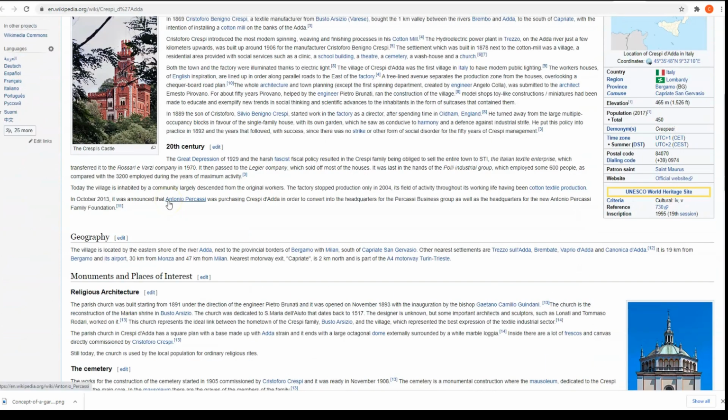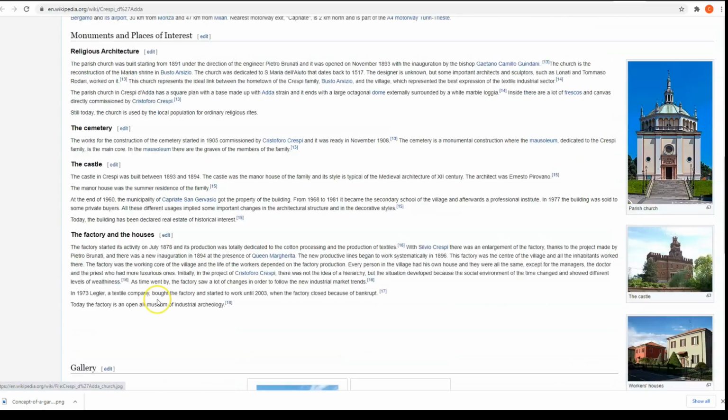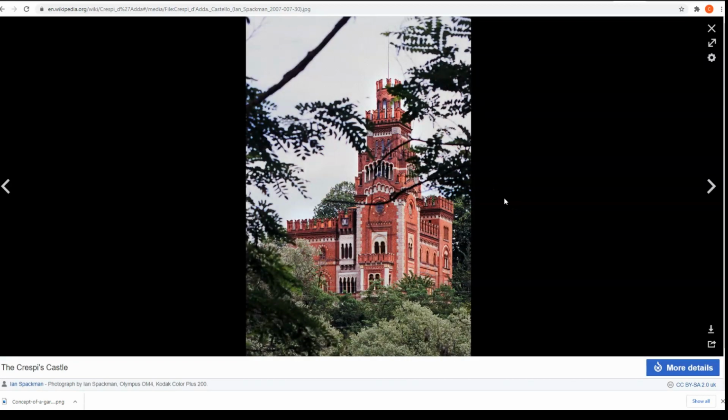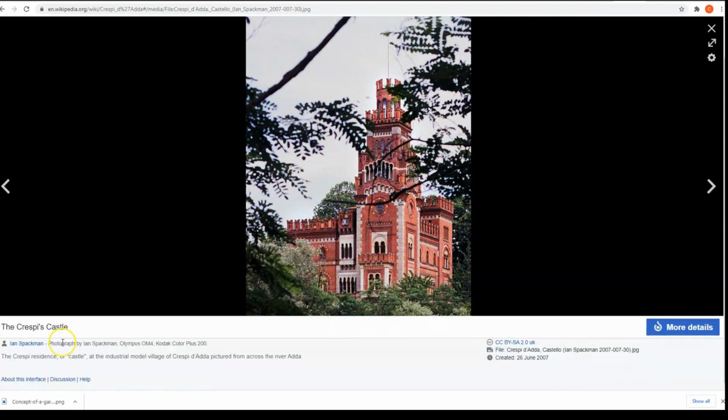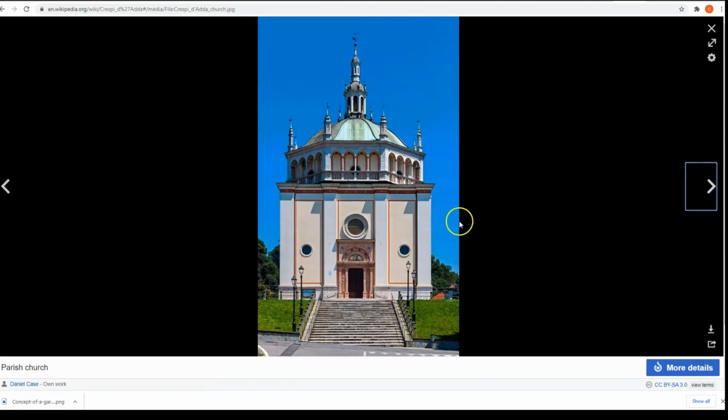So this is in Italy as well. And this is the kind of buildings that they were building, of course. Right, so the story is he's bought a kilometre of land with some rivers. He's built a hydroelectric plant to run his cotton mill, and these are the kind of buildings he was building. This must be his house, the Crespi Castle, and that is most definitely a castle. The Parish Church, this is the church he built, of course, right? Why not?